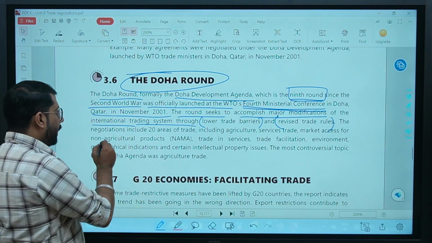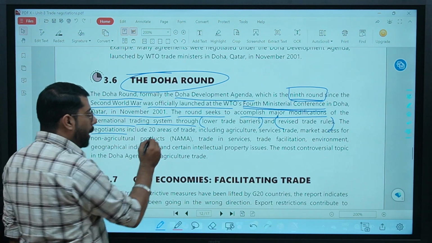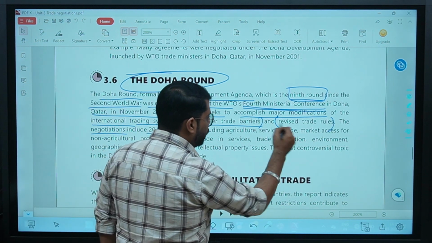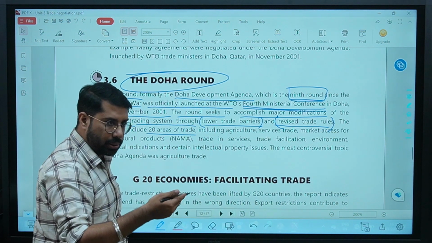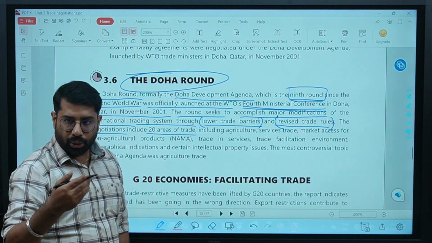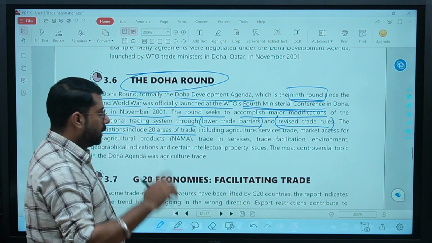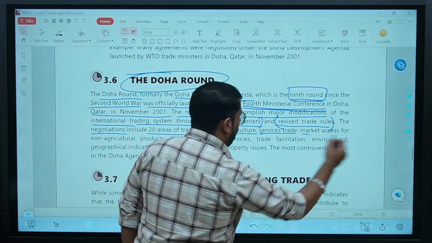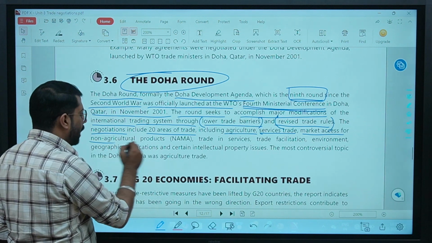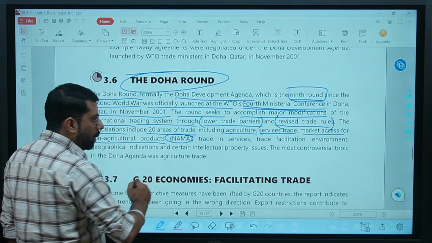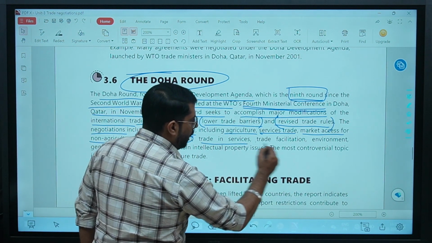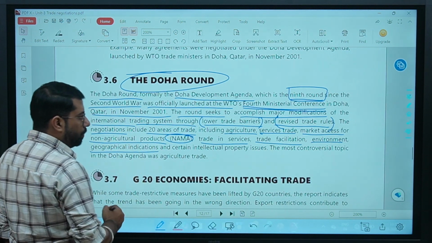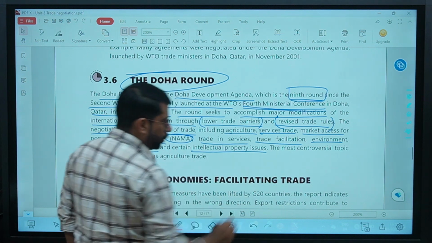Then it says the negotiations included 20 areas of trade. The trade rules which were revised and the barriers which were reduced were done in 20 areas, which were agriculture, services trade, market access for non-agricultural products, which is known as NAMA, trade in services, trade facilitation, environment, geographical indications, and certain intellectual property issues.